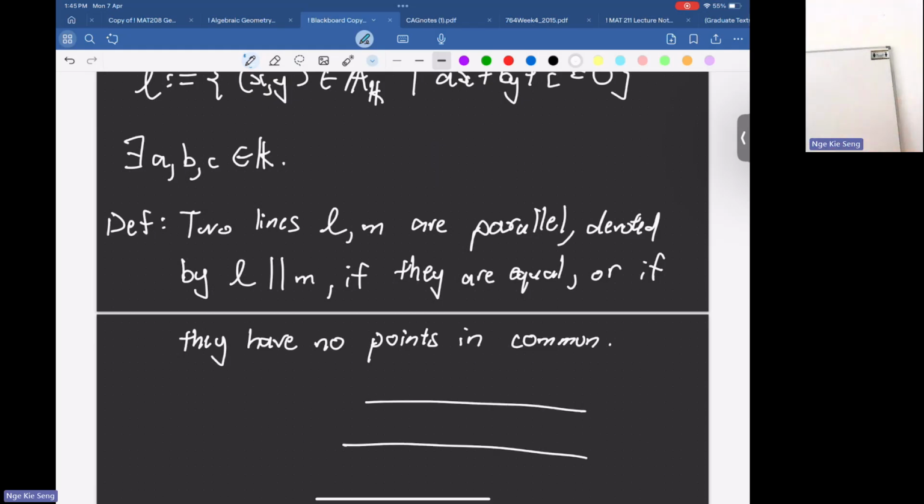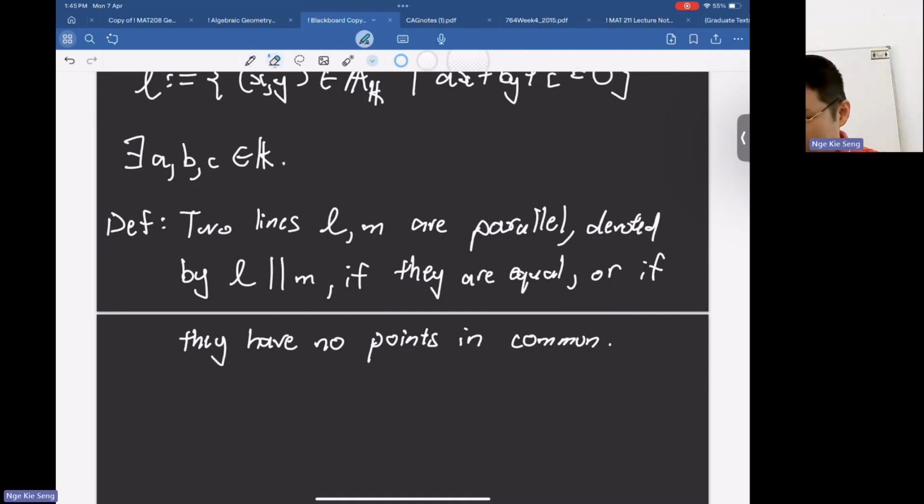So if you are in parallel with someone else, maybe you don't have common interest, so you cannot get to know that person. Parallel, there's no common interest. Okay, so this is about parallel.